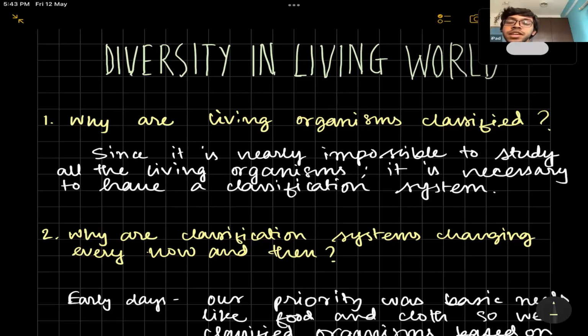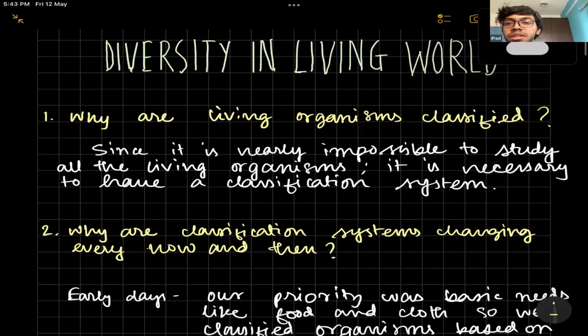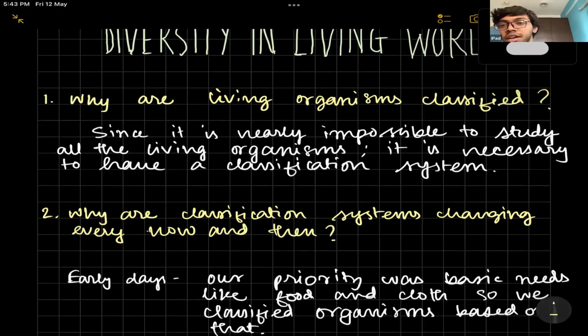For example, if I see a dog and a cat in a street, how can I differentiate between them? I can differentiate based on characters, based on some features: cats will have long tails, dogs will have shorter tails. Cats are generally smaller than dogs. That's how we can classify them, and that's how we can remember them easily. So the answer to the first question is simply that it is impossible to study all the living organisms, so it is necessary to have a classification system to make the process easier.